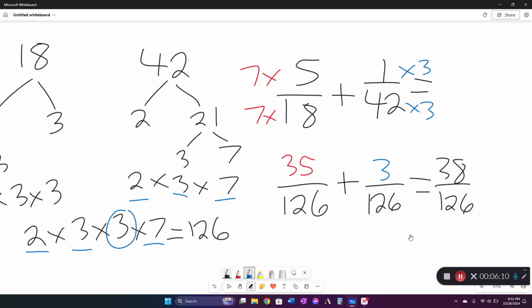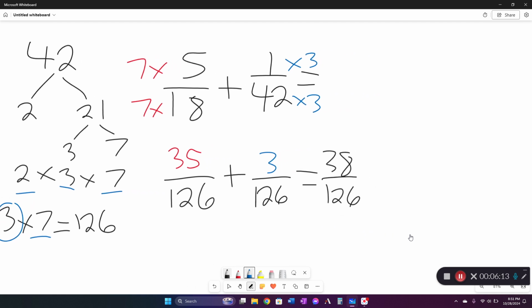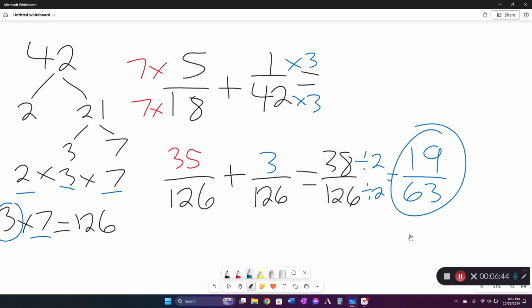And we can reduce this. When in doubt, don't forget, you can divide by 2 to reduce. So let's divide by 2. 38 divided by 2 is 19. And 126 divided by 2 is 63. And 19 is prime, so that's our final answer.